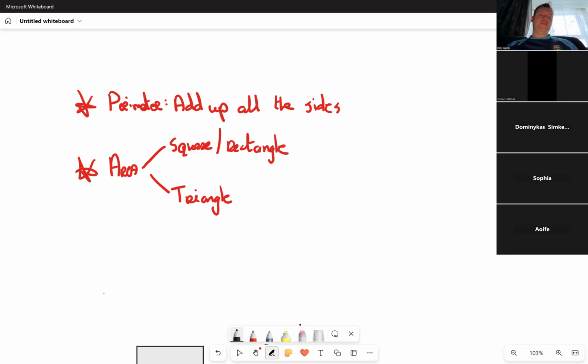So it's the length of all the sides of an object or of a 2D surface that are added up together. Okay, so it's a length. Imagine if I had a square and I put all the sides of it together in one line. The length of that would be the perimeter. And perimeter is measured in lengths, so centimeters, meters, kilometers.